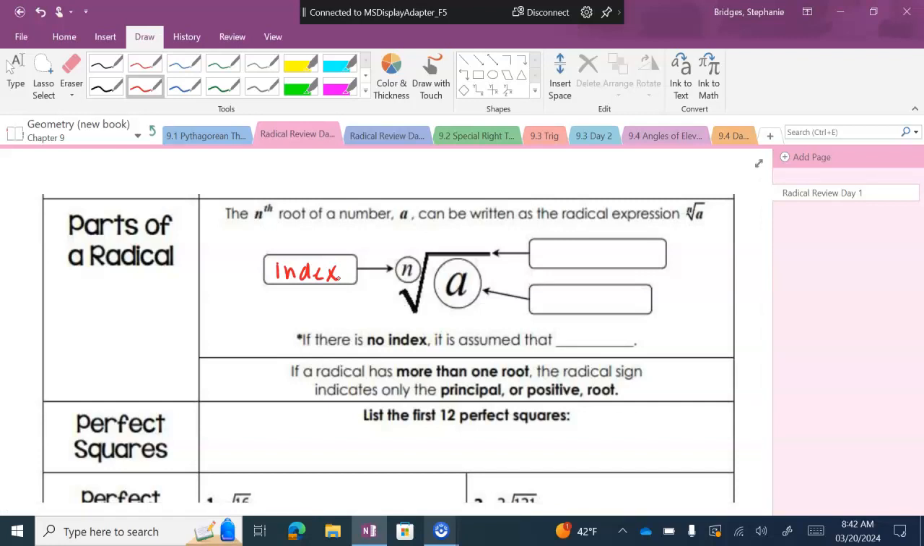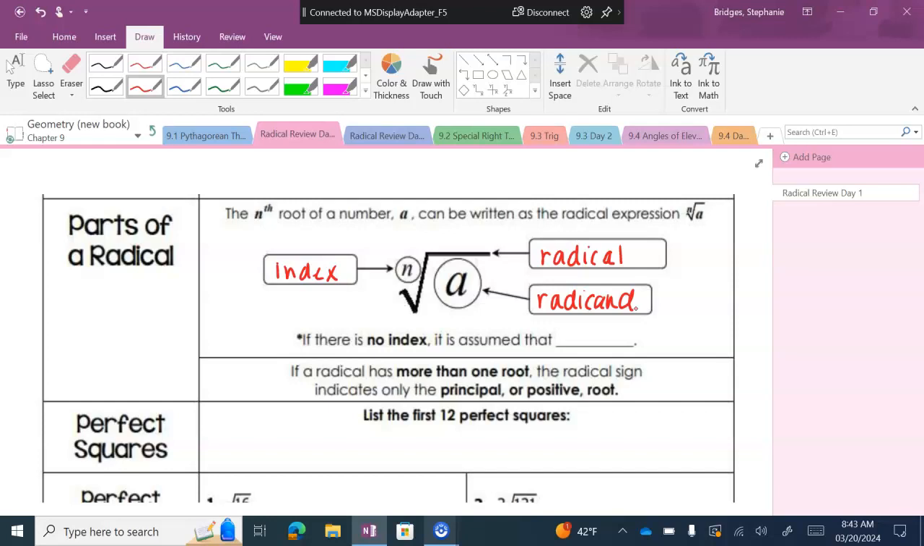The actual symbol, like the little line thing with the V on it, that is called your radical symbol. That's why we call them radicals, okay? And then that A, again, is in a circle. It won't always be in a circle. It will just be a number. But that number that is under your radical sign is called your radicand. Okay, radicand. So when I talk about radicand, I'm talking about the number under the radical symbol.